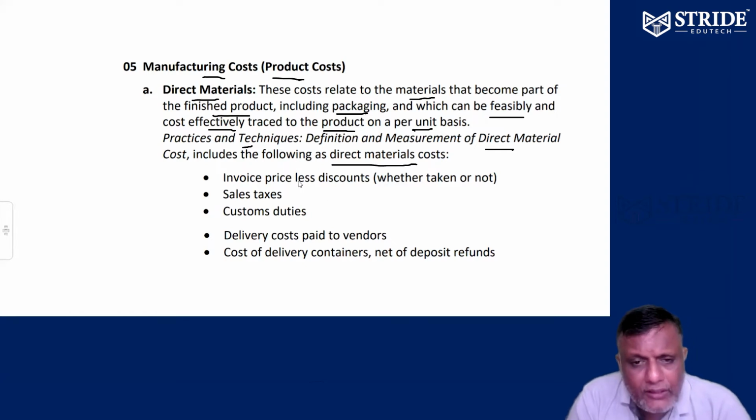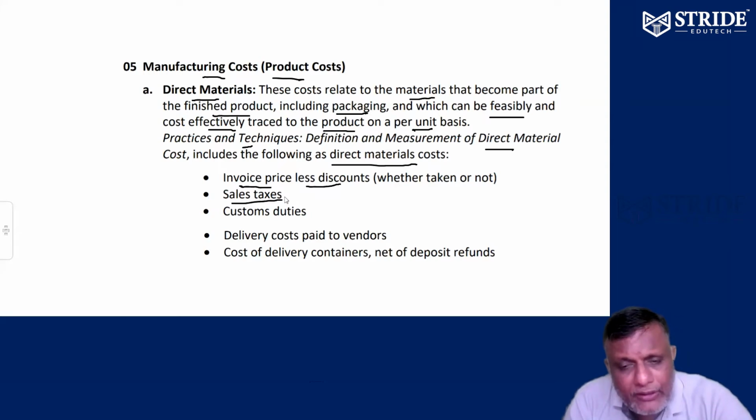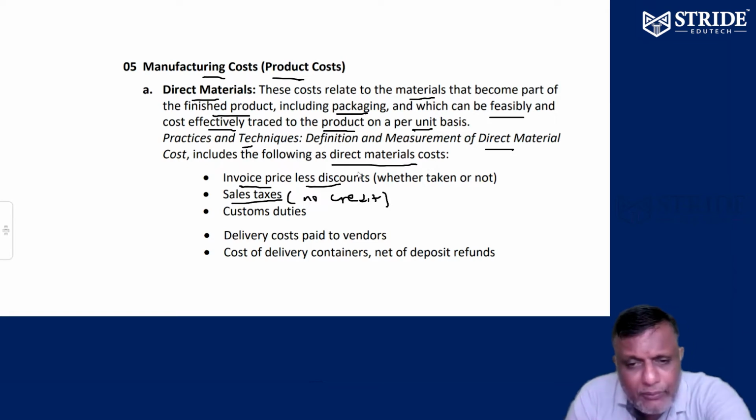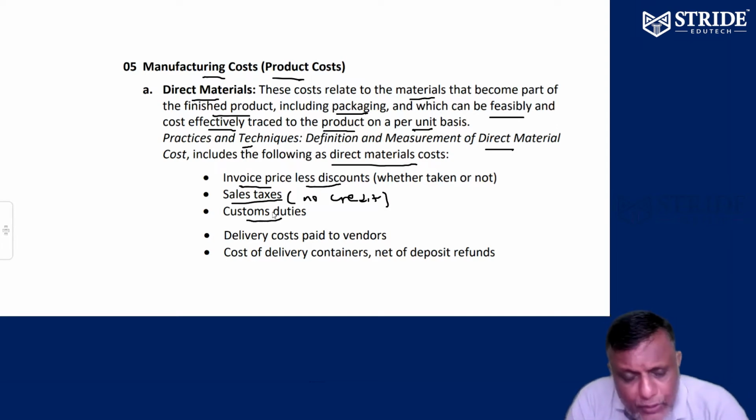From your vendor or supplier: invoice price, less discount received. The invoice price is added to the material cost. Sales tax you paid for the material, if there is no credit, is added to the product cost. Duty paid is added to the cost. Because I'm importing from China, I paid some dollars of import duty. So you have to add it? Yes, you have to add.